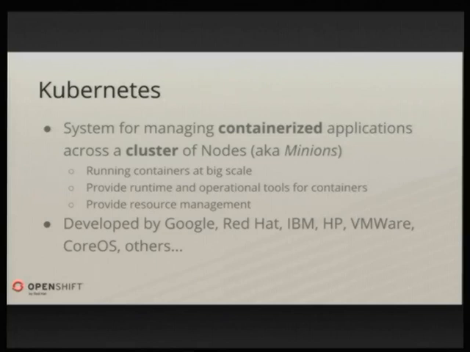So what Kubernetes does is run containers at a very big scale. You can have a cluster of minions that run Docker, and Docker runs the containers. You can manage them in a cluster way. It also provides operational tools, so you can add new minions as you want. You can evacuate containers from one minion to another when you're going to put the minion into maintenance state. It also provides resource management, so Kubernetes will schedule the container on a minion that has enough resources to run it. You can also say how many resources the container expects to need to run properly, and so on.